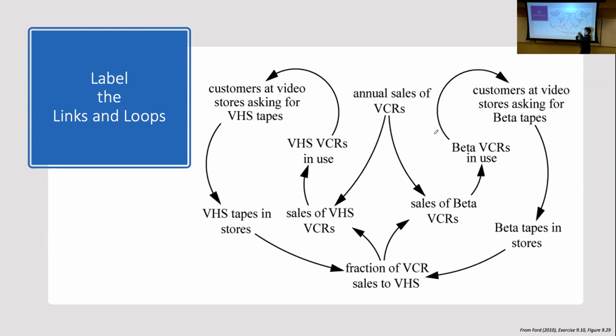But hopefully, if I were to give you an unlabeled causal loop diagram like this one, it would be something that's a little more contemporary. So you don't have to think about what the heck a VHS tape is and all those sorts of things. But hopefully you still could walk from variable to variable to variable and label these links.